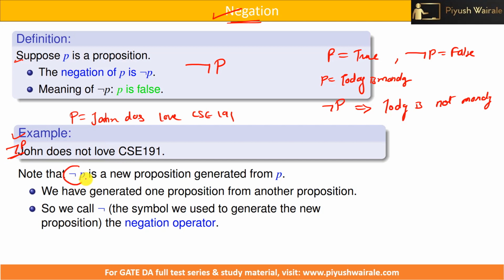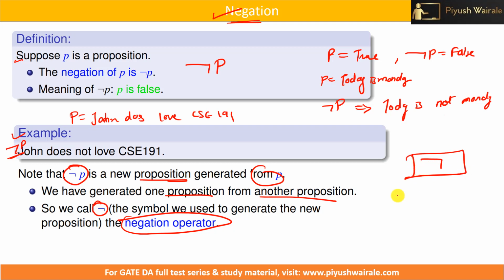Okay. Note that negation of P is a new proposition generated from P. So our P is "today is Monday," but our negation of P becomes "today is not Monday." This is the new proposition which is generated by the negation of P. So we have generated one proposition from another proposition in this case, right? This negation symbol we use to generate a new proposition is called the negation operator. So please remember this is a negation operator. In some cases we will write it like this also, or like this also, but this is the generally widely used negation operator.